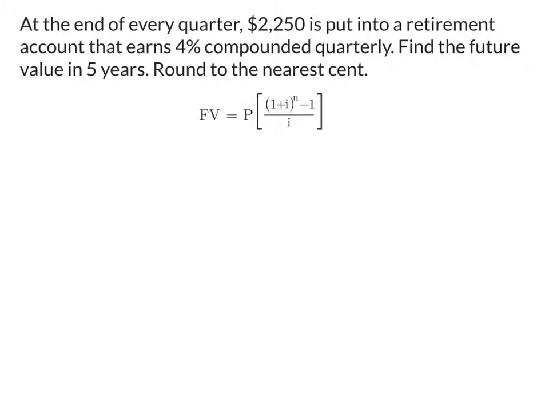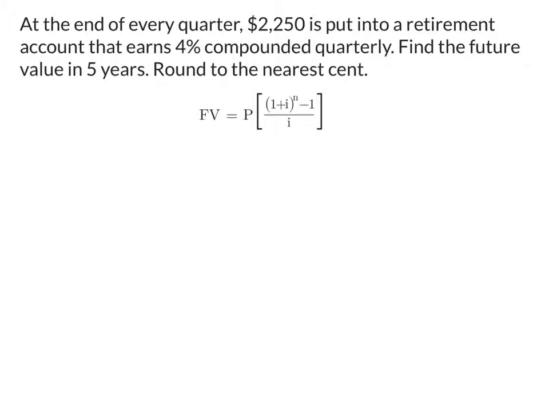Now notice we have several variables in our formula. We have P, I, and N. P is the principal or the amount of each annuity payment. I is the interest rate per year, and N is the total number of compounding periods. The problem tells us that P is $2,250.